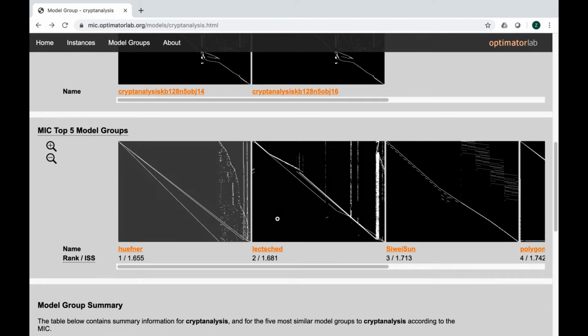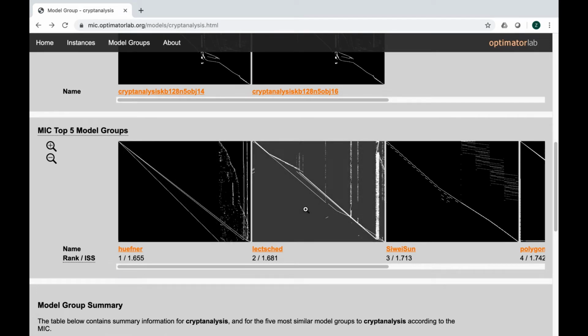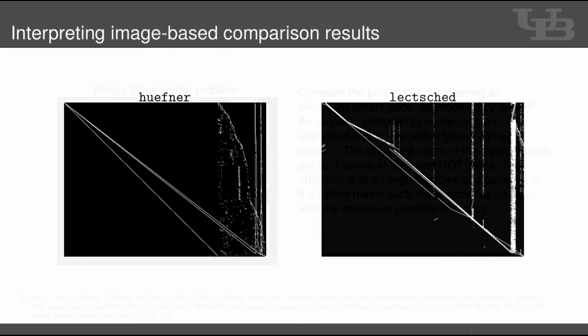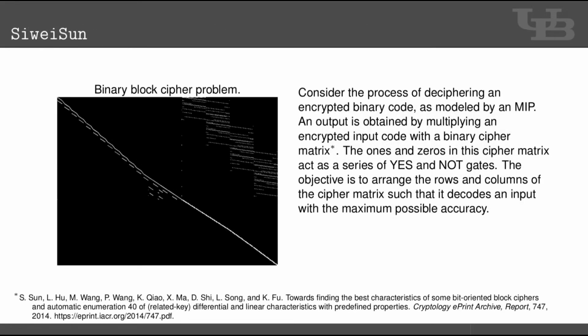That's good, but what about the first and second most similar MGC images to cryptanalysis? To understand how these models might be related, we have to look at their problem descriptions more closely. First, let's consider the cryptographic problem, as described by the Seaway Sun model group. The problem here is to decipher an encrypted binary string.